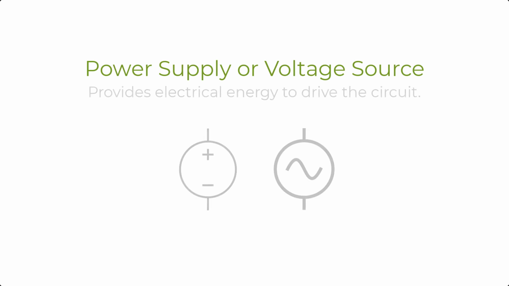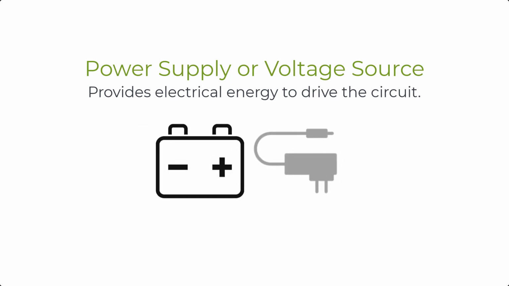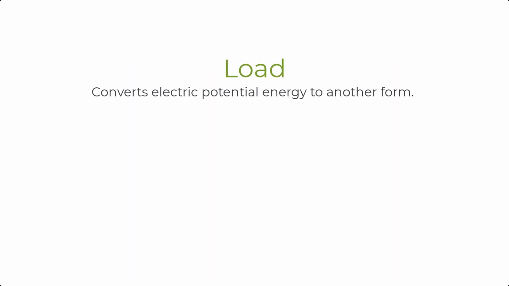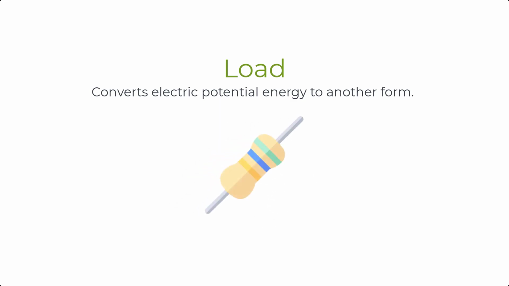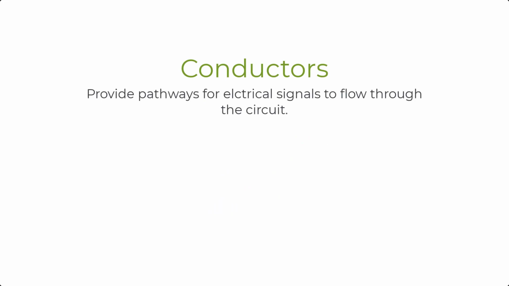In general, a basic electronic circuit is made up of at least 3 main components. First is the power supply or a voltage source that provides the electrical energy necessary to drive the circuit. It can be a battery, an AC adapter, or other sources. Second is the load that converts this electric potential energy to another form. A bulb is a good example of an electric load that converts electric potential energy to light and heat energies. A resistor is another example of an electric load that limits the flow of electric current in an electronic circuit. And finally, conductors. Conductors provide pathways for electrical signals to flow through the circuit, such as connecting wires that are used to connect the load to the power source.